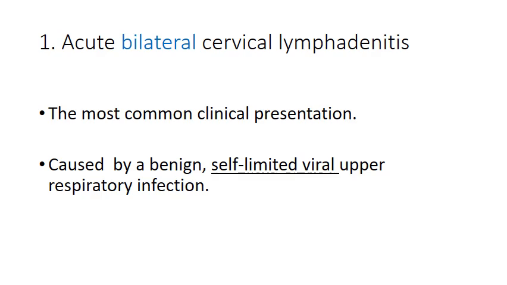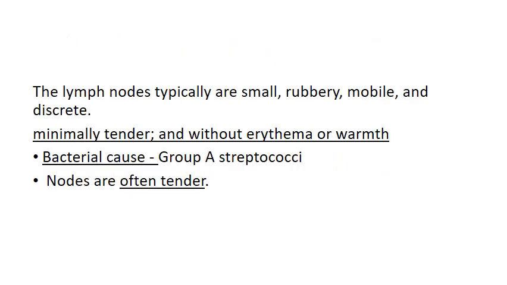Acute bilateral cervical lymphadenitis is the most common clinical presentation, and it's most often caused by a benign self-limited viral upper respiratory infection like enterovirus, adenovirus, and influenza virus. The lymph nodes typically are small, rubbery, mobile, and discrete. They are minimally tender and without erythema or warmth. Group A streptococcal pharyngitis is a common bacterial cause of bilateral cervical lymphadenitis, which is often tender.